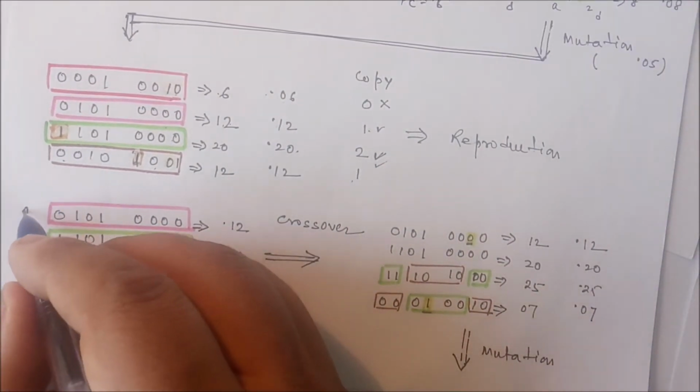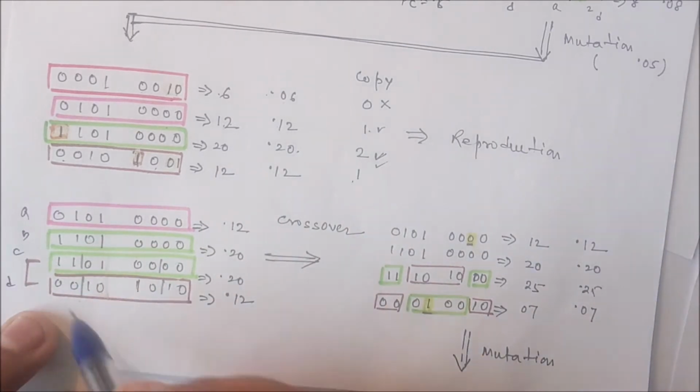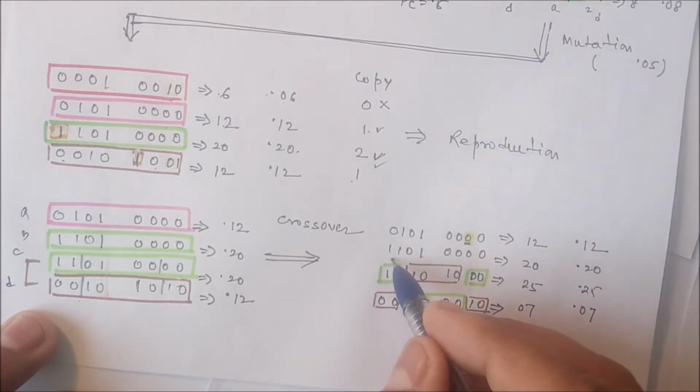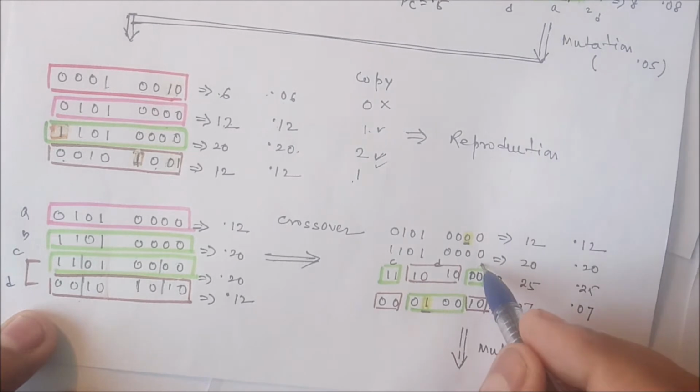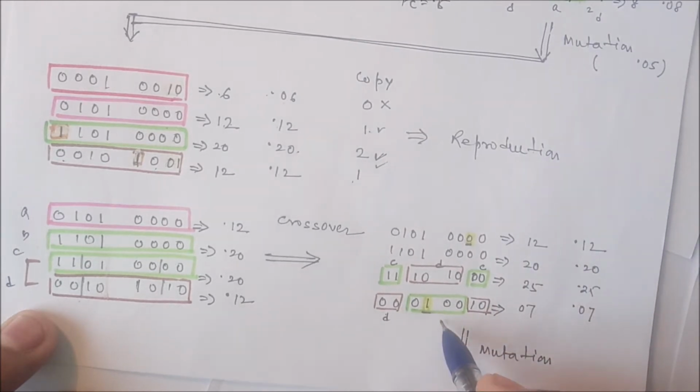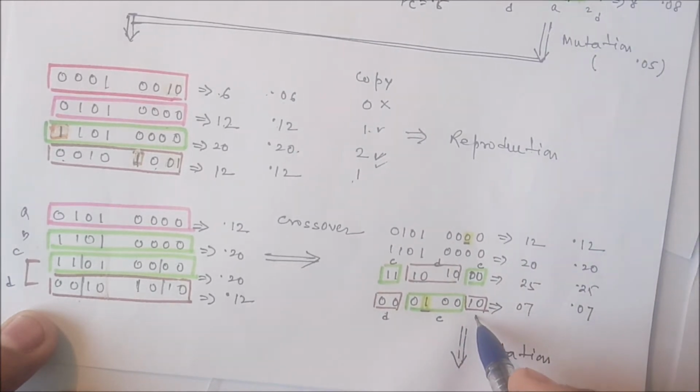Suppose we just take another number, say A, B, C, D. So in between C and D, we can say this is the part from C, this is the part from D, this is the part from C. Similarly, here is a part from D, part from C, part from D.